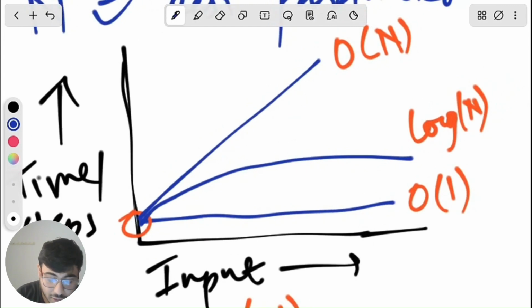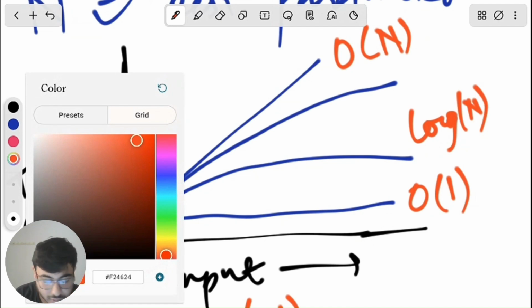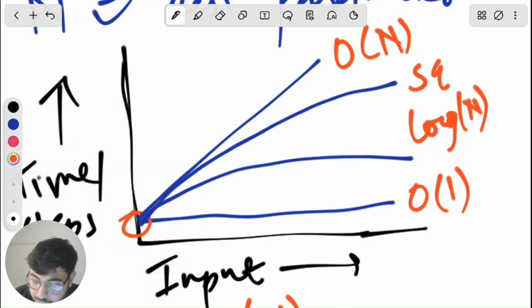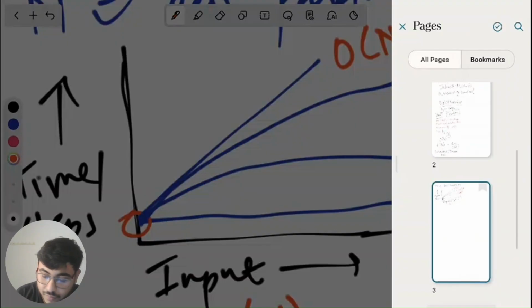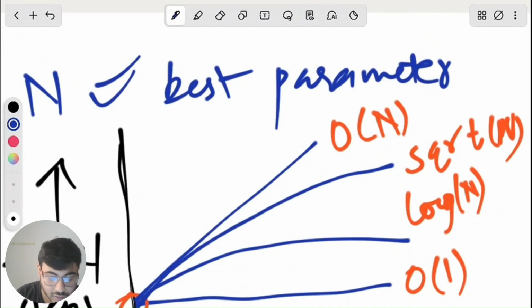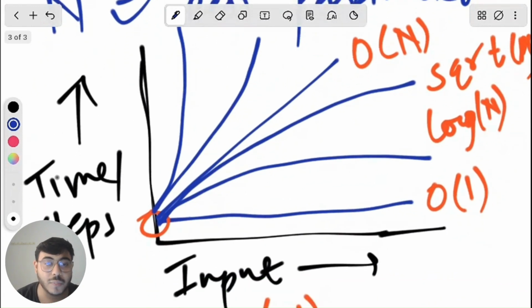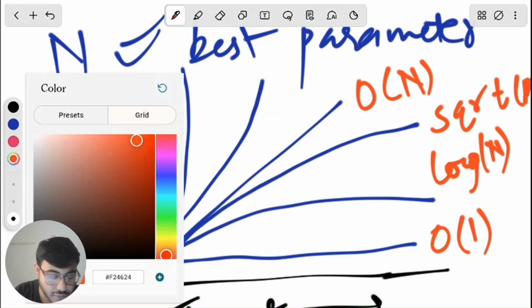Then we might have another function like sqrt x, the square root of x. That is also a valid time complexity. And then you might have order n square, and then you might have exponential time complexities. So these are the various types of time complexity that we are going to cover. Generally, when we are solving a problem, these are the complexities that we are dealing with.